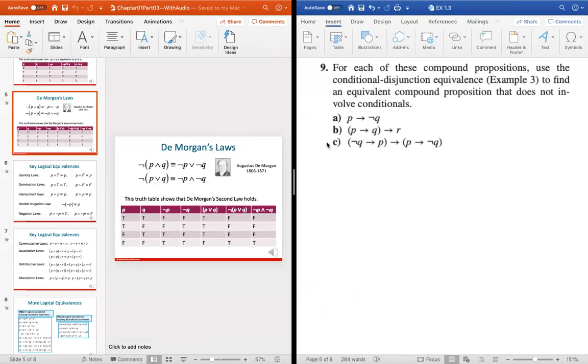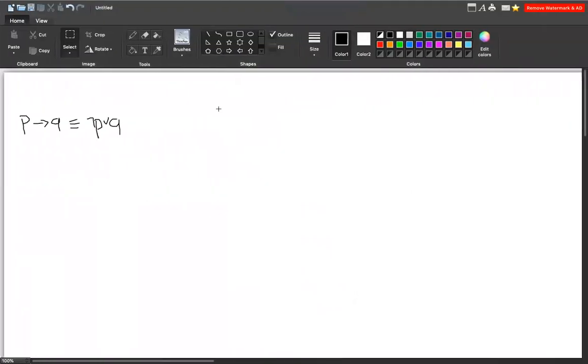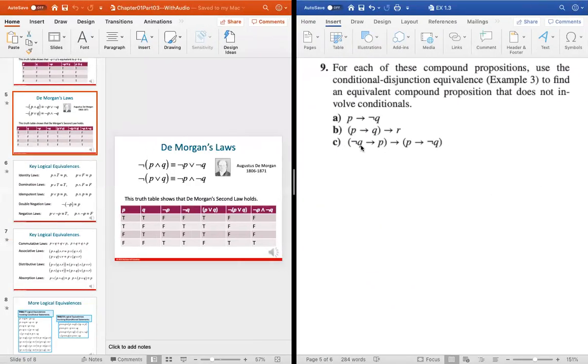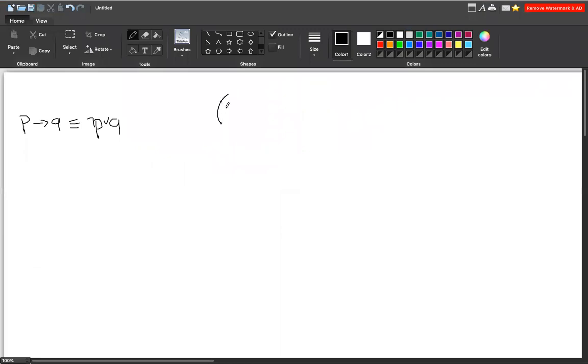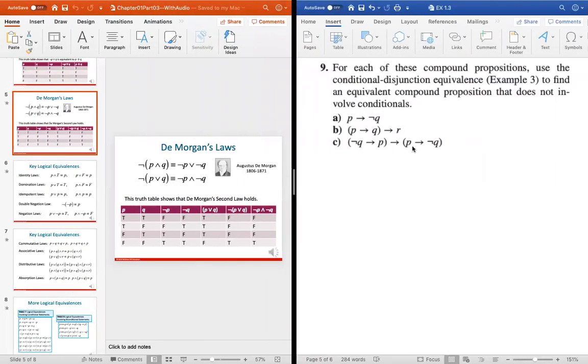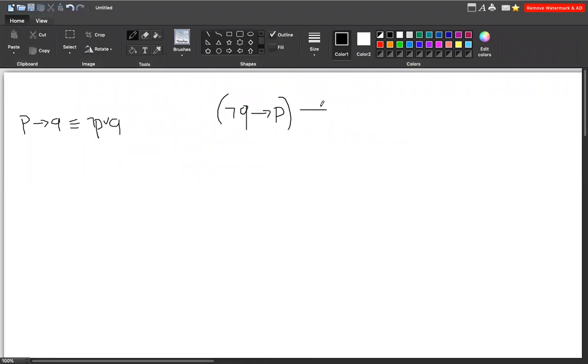Okay, let's take a last example. We have negation of Q implies P, implies negation of Q implies P, implies negation of Q. So this is what we have here.